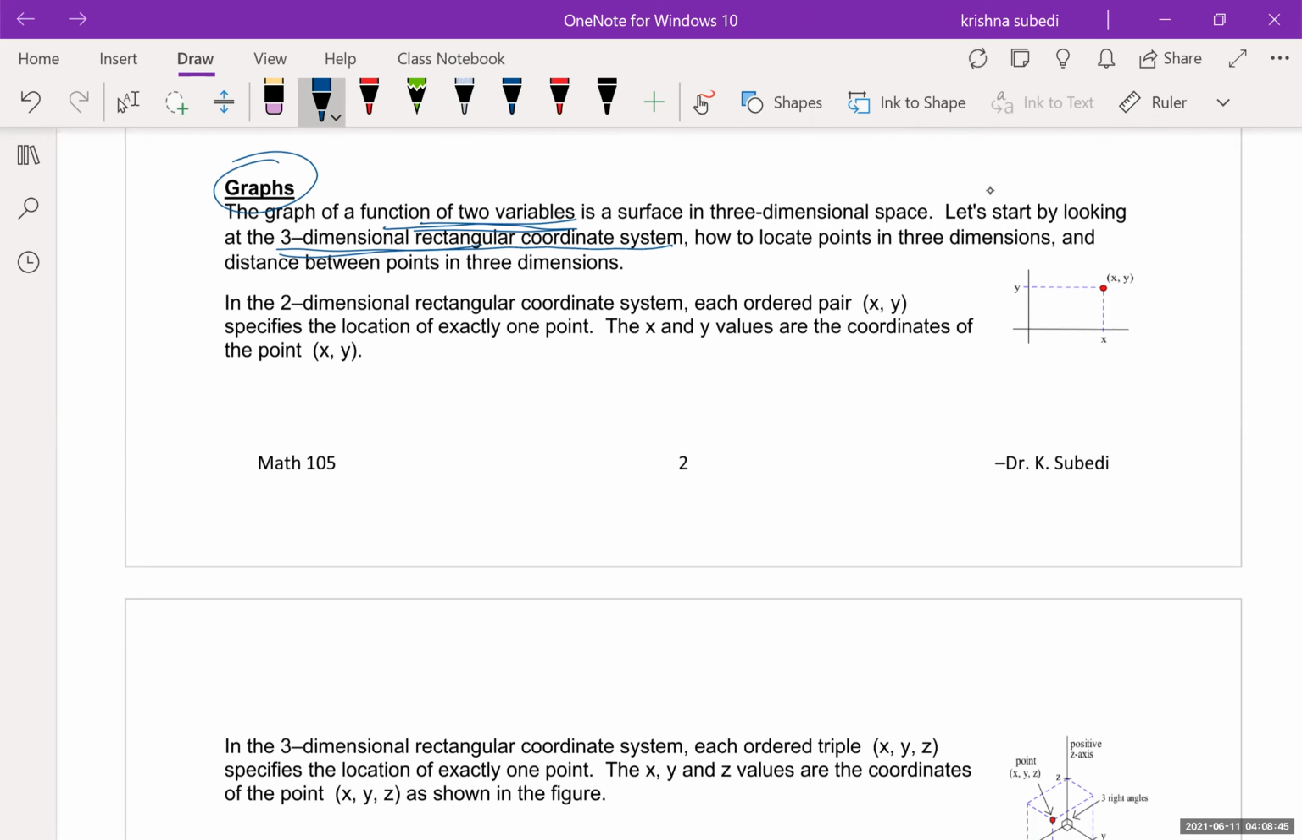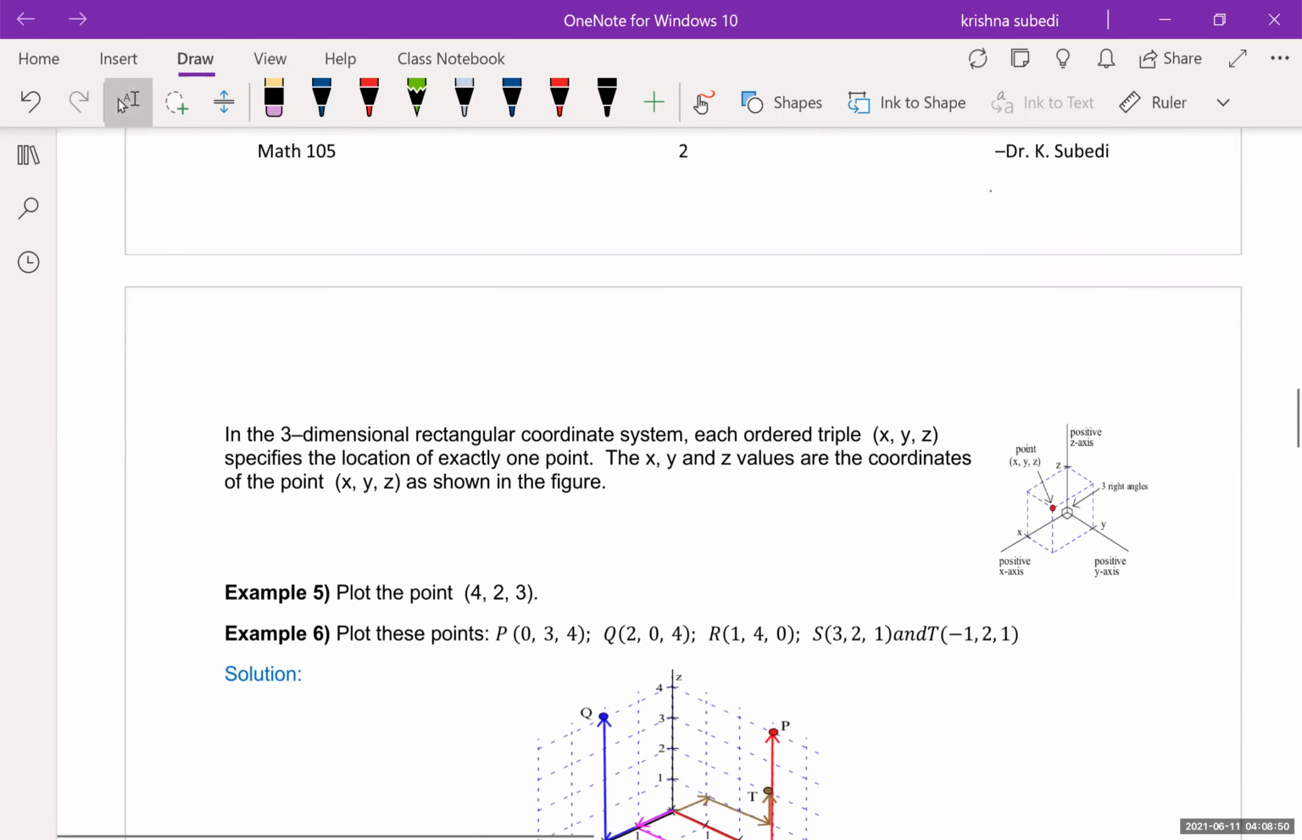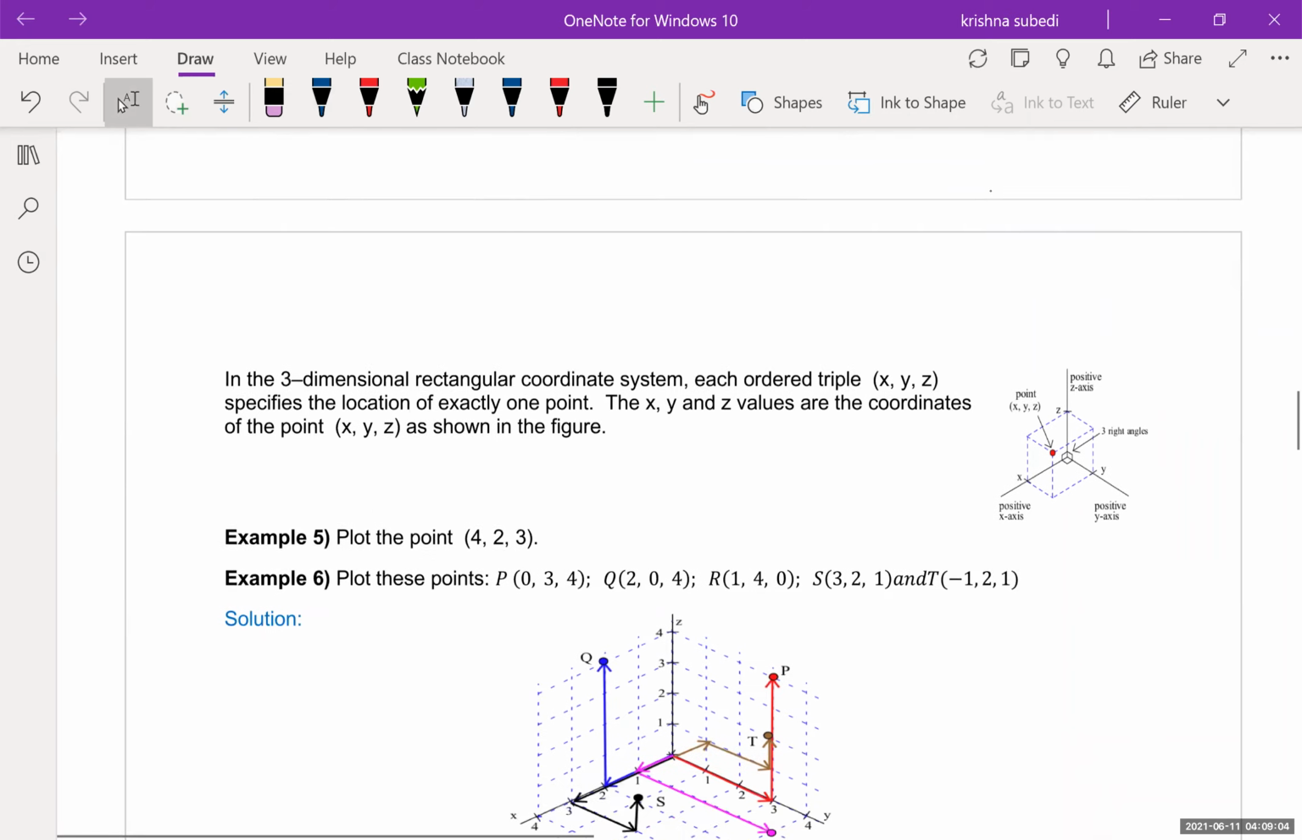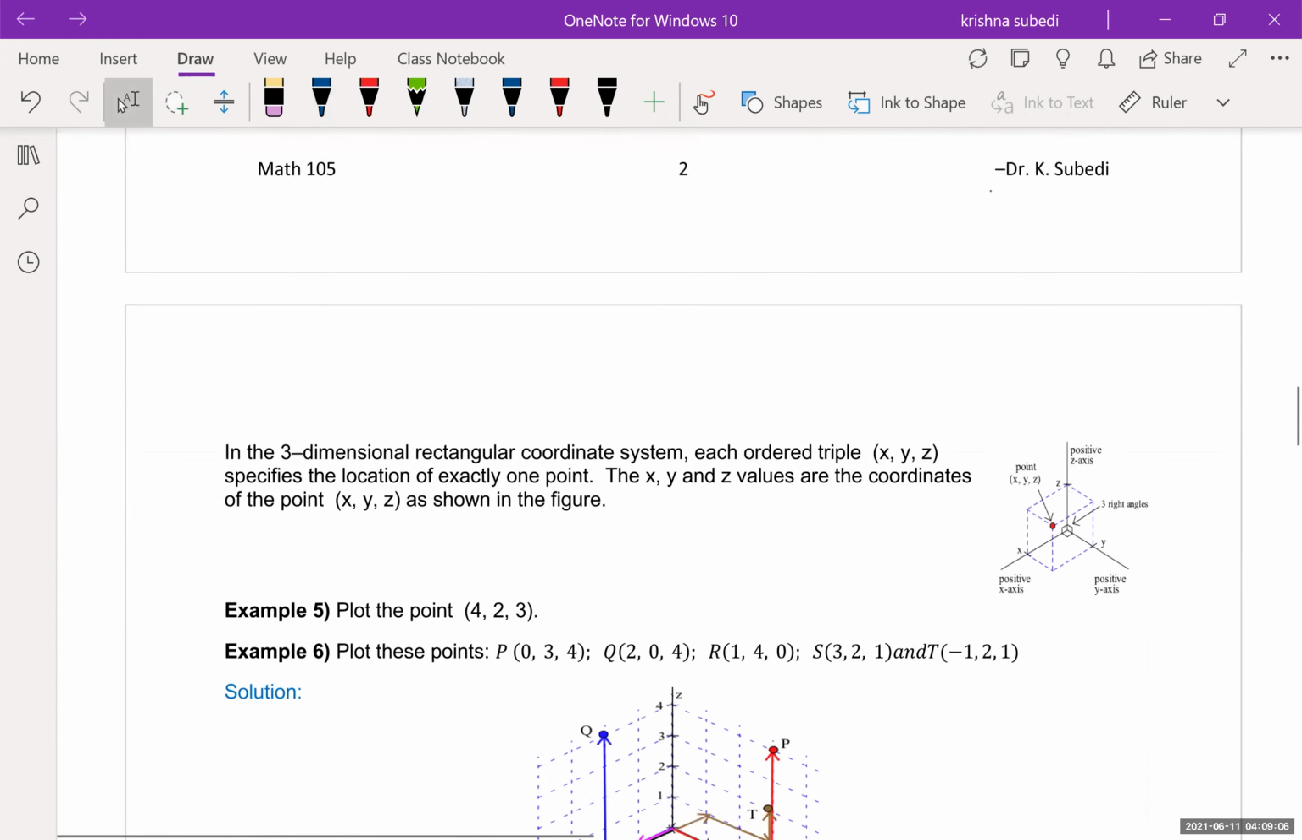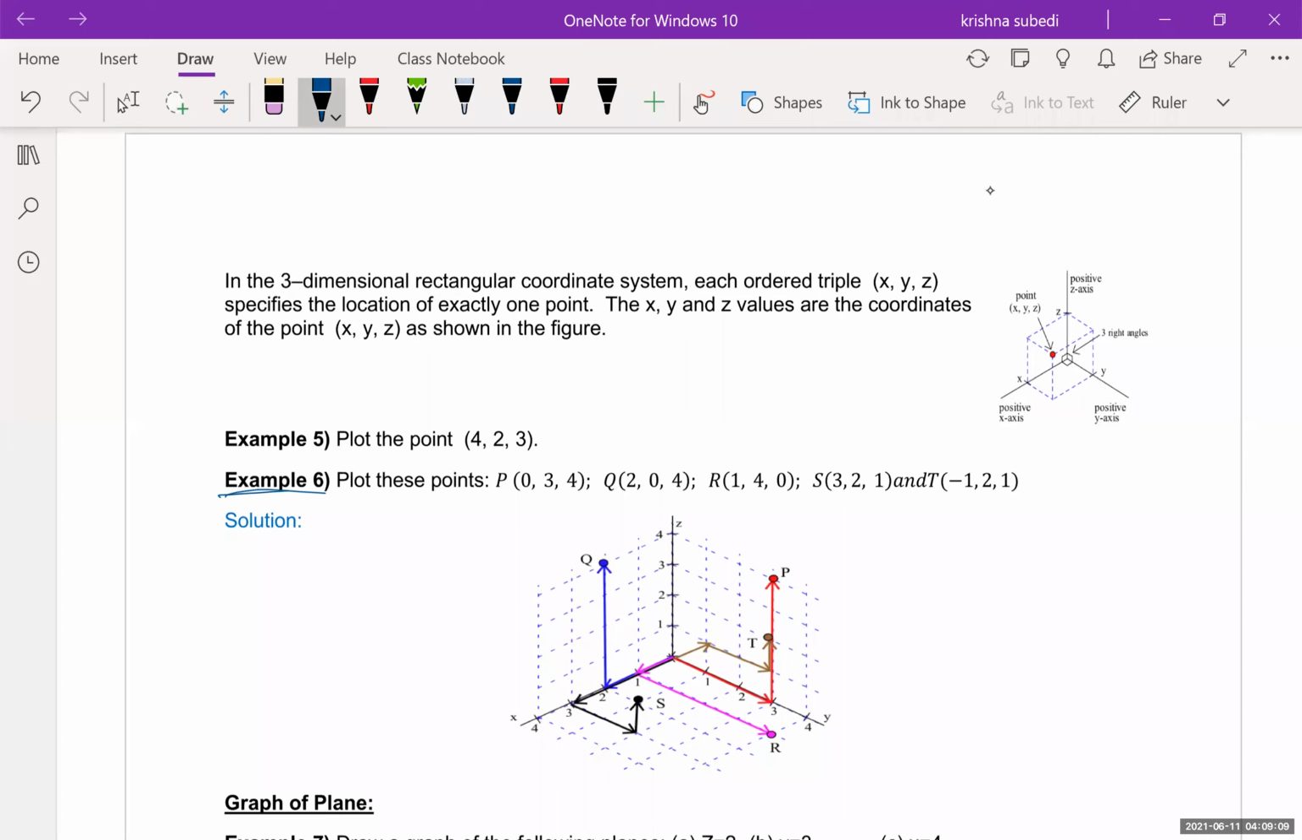So we will learn how to plot the points, and then we will learn how to plot the plane, simple plane equations, how to draw that. So for example, look at example 6. Plot these points: 0, 3, 4. P, the location of P is X is 0, Y is 3, and Z is 4.